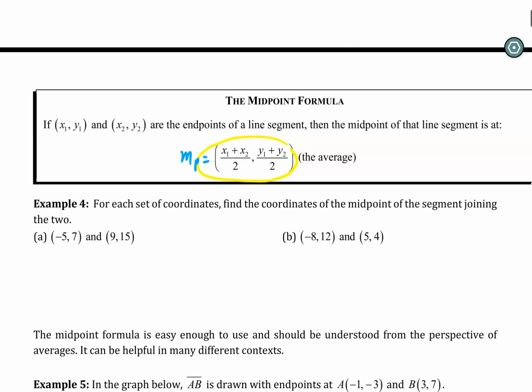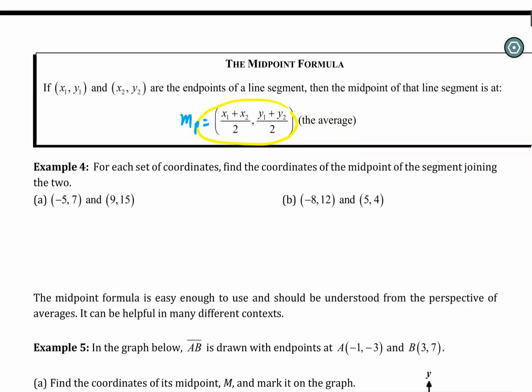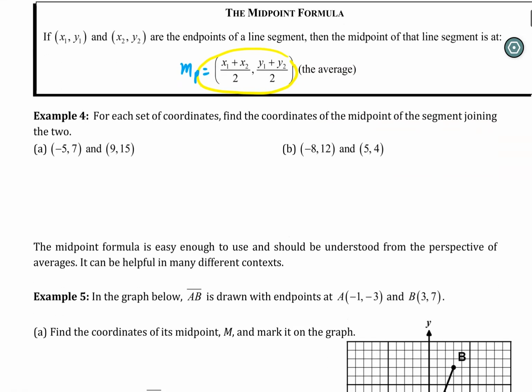For each set, find the coordinate of the midpoint and the segment joining the two together. So let's do this one here. So once again, we've got the average of our x's. Got -5 plus 9 divided by 2. Let me just label this the x's. All right, so that's going to equal 4 over 2, which is 2.